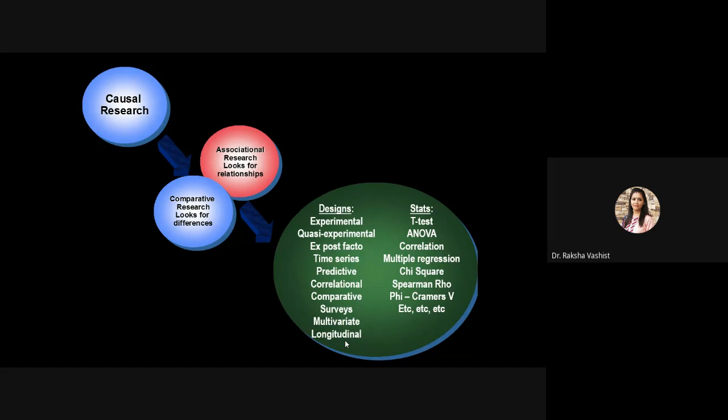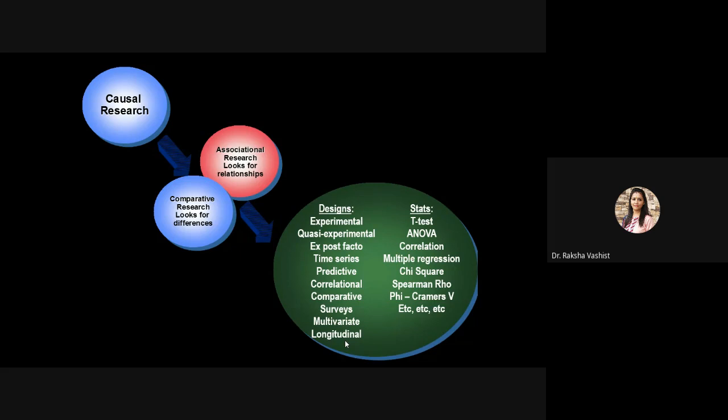So these are the research designs which we can use in causal research. And the statistics which we can use for causal research are t-test, ANOVA, correlation, multiple regression, chi-square, Spearman's test, and so on. These statistics include parametric as well as non-parametric tests. Both are explained in this slide for causal research. So these are the research designs and these are the statistics for causal research.